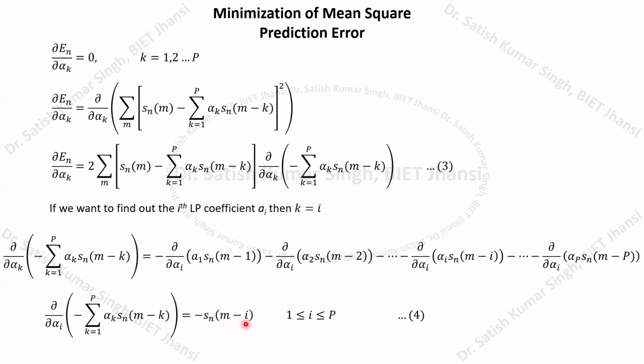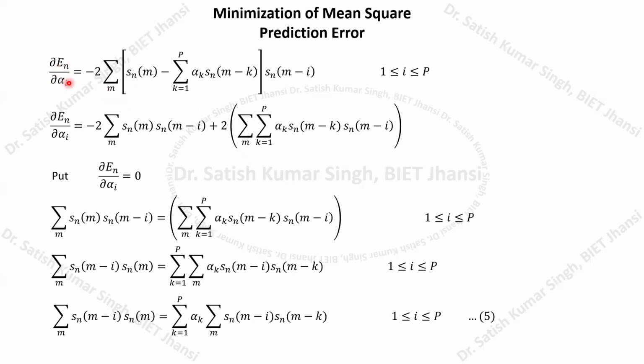Now we can substitute this result of the differentiation into equation number 3. If you do that, equation number 3 can be rewritten as dou e n upon dou alpha i equals minus 2 sum over m of s n m minus sum over k equals 1 to p alpha k s n m minus k, and here we are substituting this s n m minus i. That negative sign I have used here. This is the negative sign, and here the value of i will range from 1 to p.